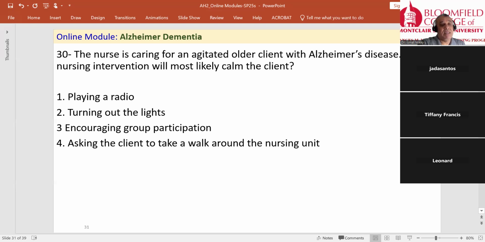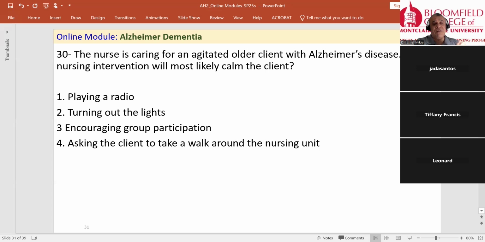Now, patients with Alzheimer's, usually we say Alzheimer's but we add dementia, so Alzheimer's dementia, Alzheimer's disease. Patients are not good candidates for group work, especially when they develop agitation. When they are agitated, they are not a good candidate for group work. So number 3 should be an automatic, right? Distractor.